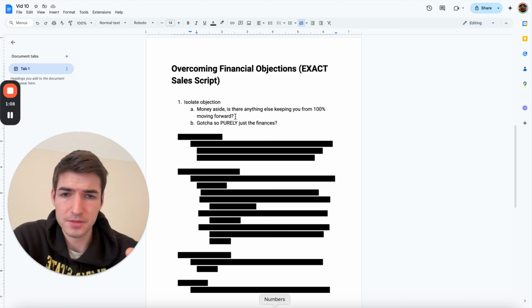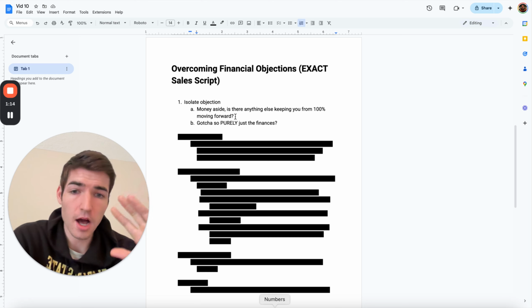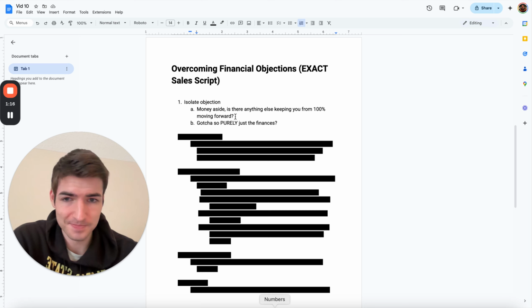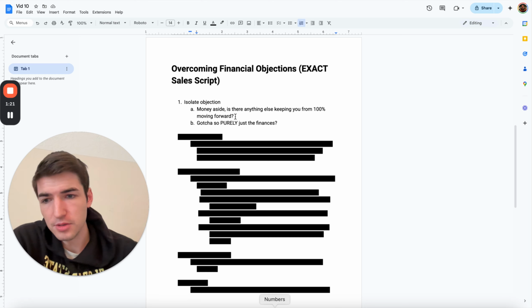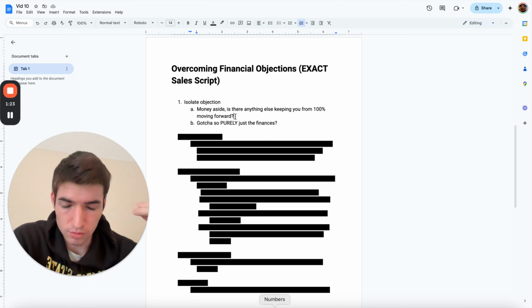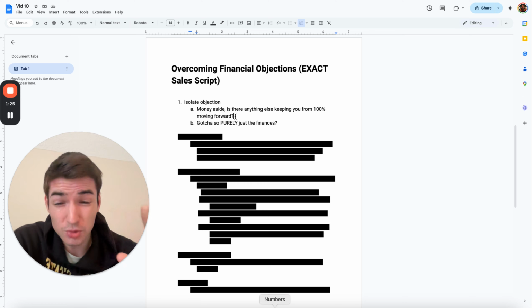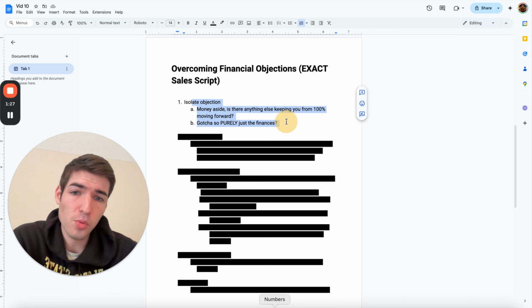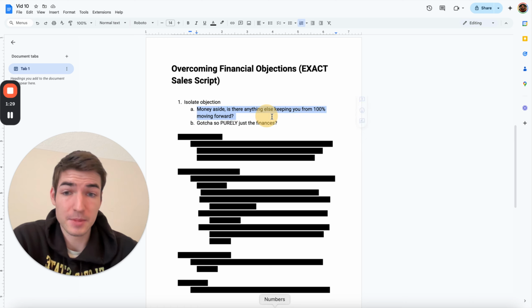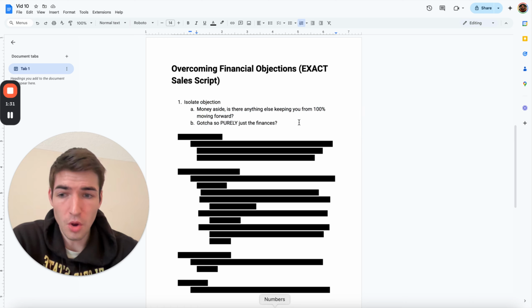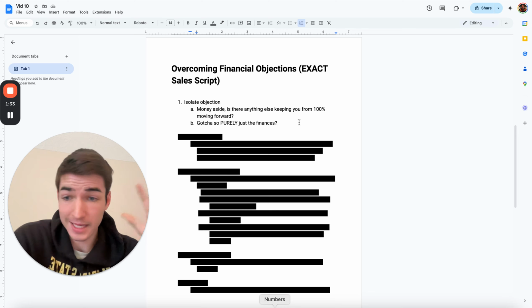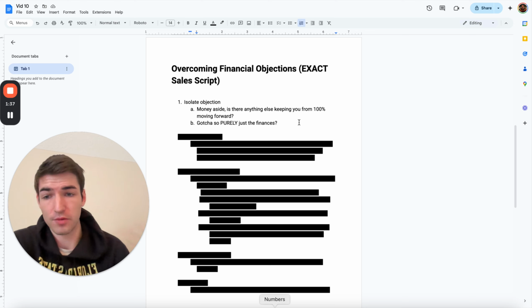So it sounds like money aside, is there anything else keeping you from 100% moving forward? No, it's just the money, just the finances. Gotcha, so purely just the finances. I usually do that twice, just to truly tie them down. The whole point of this is we're trying to get them to confirm yes, this is the only thing, or we want them to say no, there's actually something else as well. That way we know the honest truth of what's actually going on, what we have to overcome.